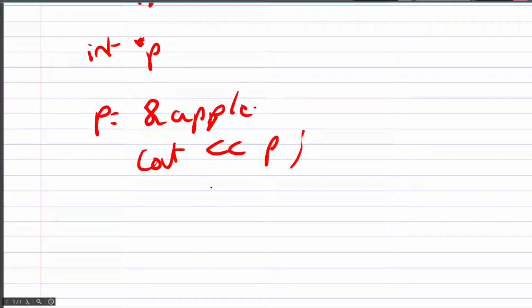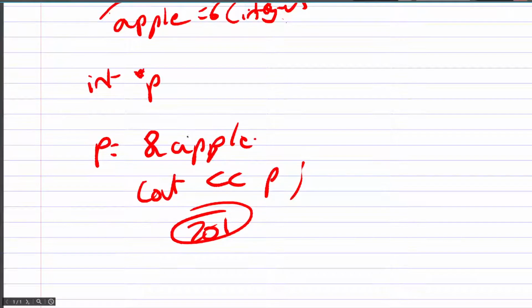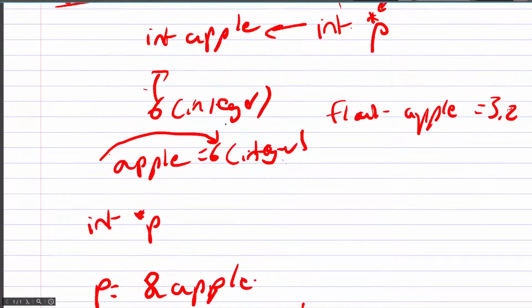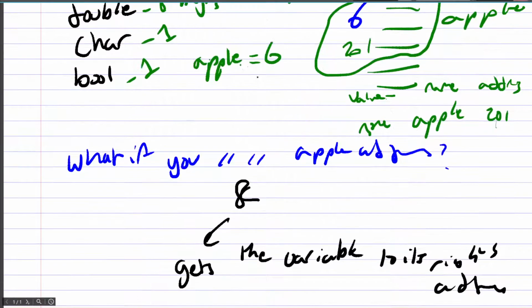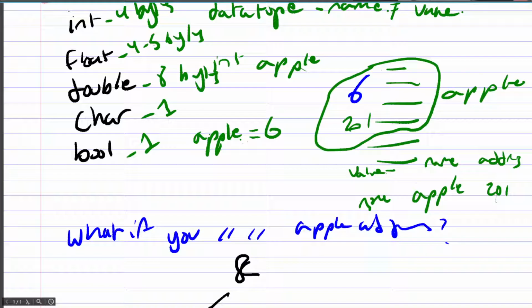This would actually write 6. Now, the reason this would write 6 is the following. A pointer, oh my bad, this would write 201. Yeah, that's my bad. It just writes the address of apple. It does not write 6 or 201. Because let's go back to this real quick. The address of apple is 201 as we saw in the beginning, right?